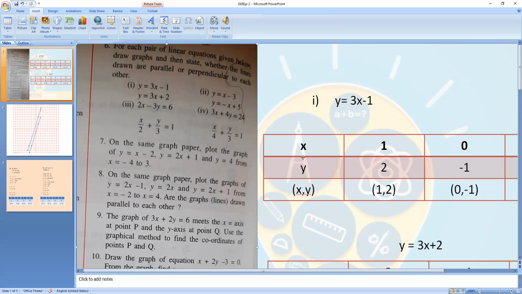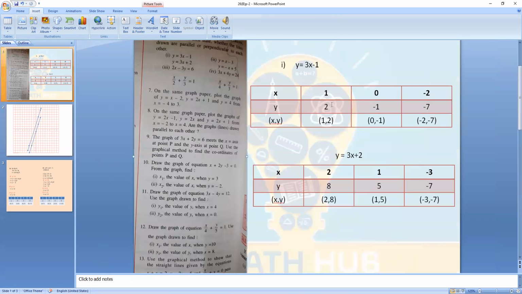y equal to x minus 3. Take points, substitute x values, you'll get y values and take the points you have to draw. Next. See, third one is somewhat different.